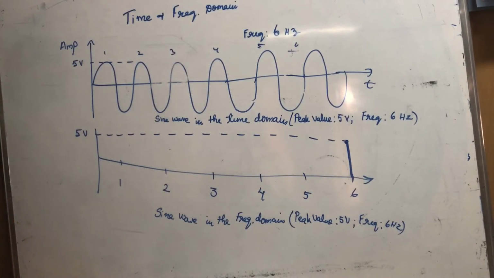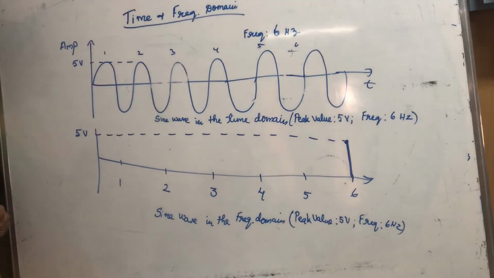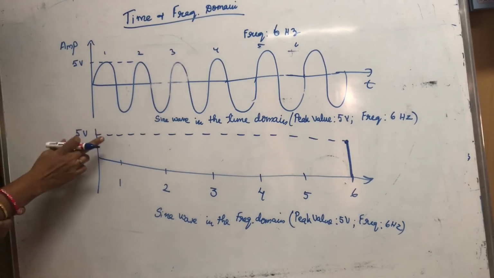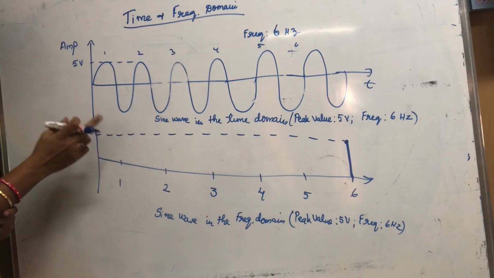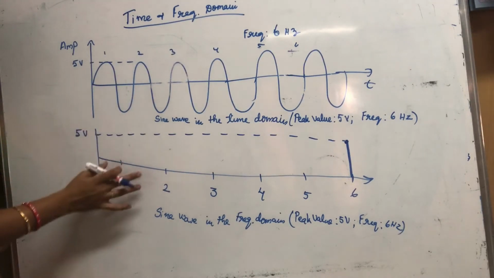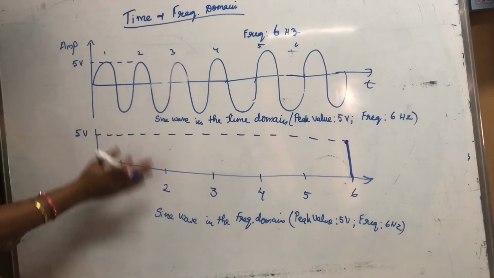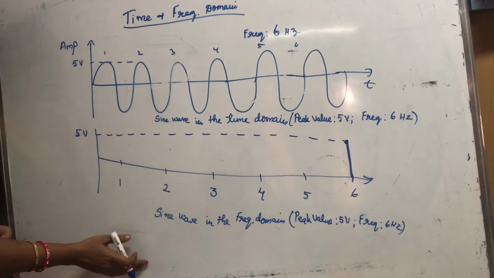The next topic is time and frequency domain. A sine wave is usually defined by three characteristics: amplitude, frequency, and phase. We can draw a wave in the time domain and in the frequency domain. In this topic we are going to learn how to represent it in the time domain as well as in the frequency domain.